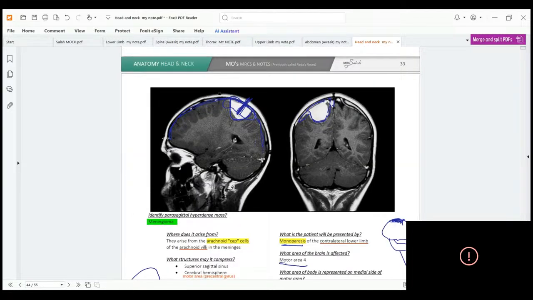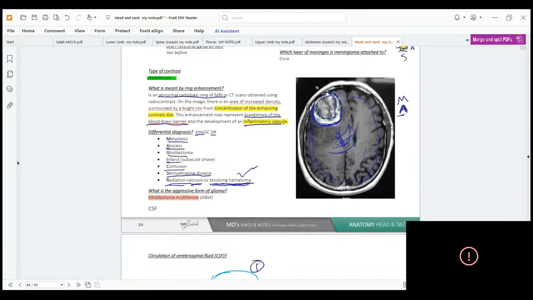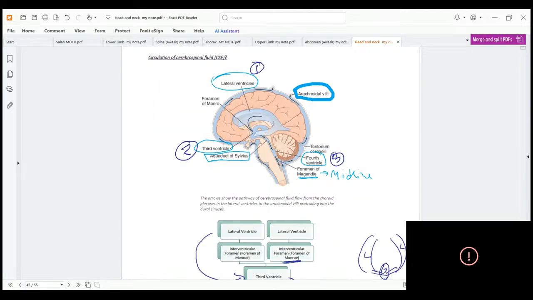Okay, this is a common meningioma. We have seen this picture. No description, nothing. Here we have the fourth ventricle. Then this is the foramen magnum. Some going up: arachnoid villi.